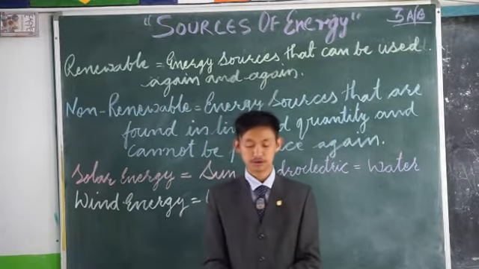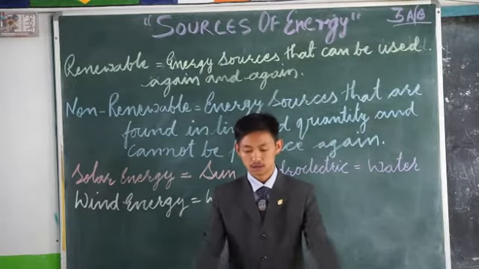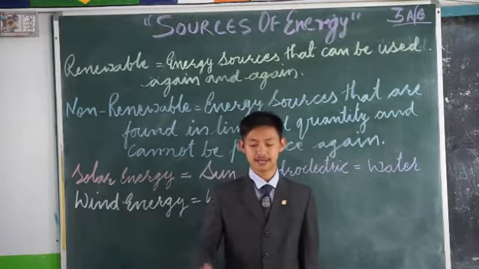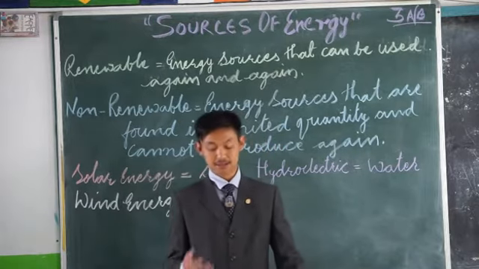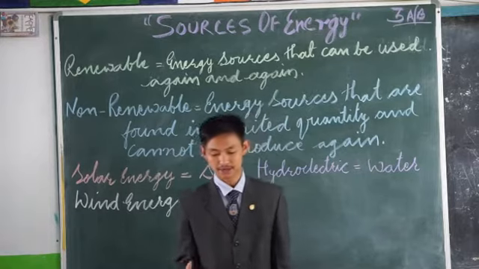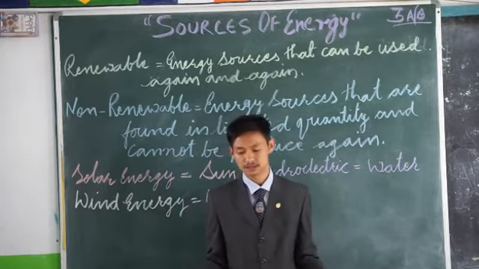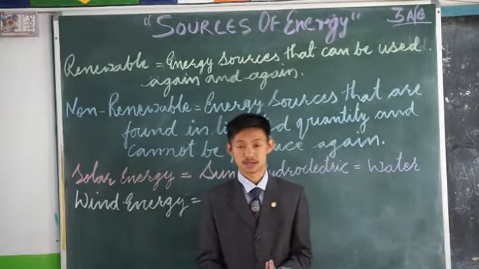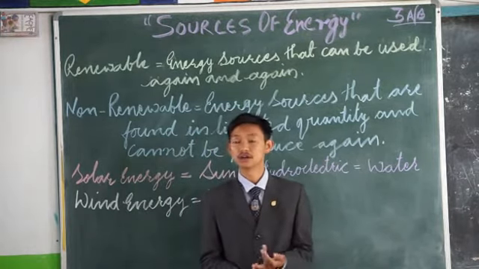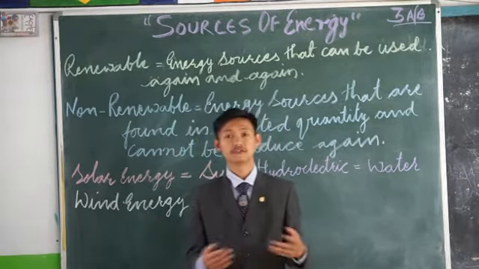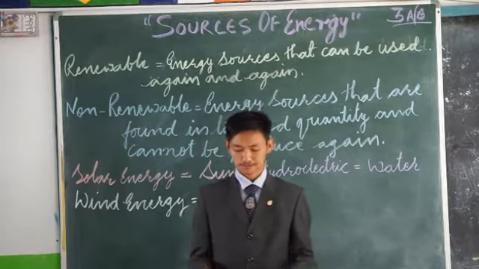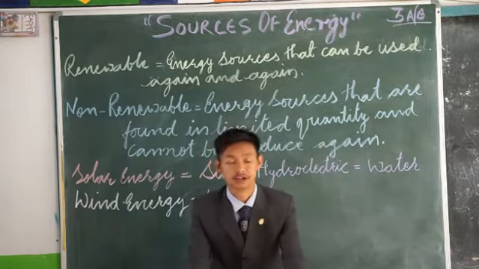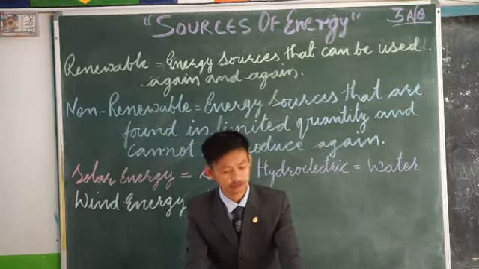You all can see through the board, and you can go through the book. These energies are present in abundance in nature. For example, solar energy. In the morning you will get the sun, in the evening it sets, and early in the morning it comes again. So it will not finish today or tomorrow. Solar energy is an example of renewable sources of energy.